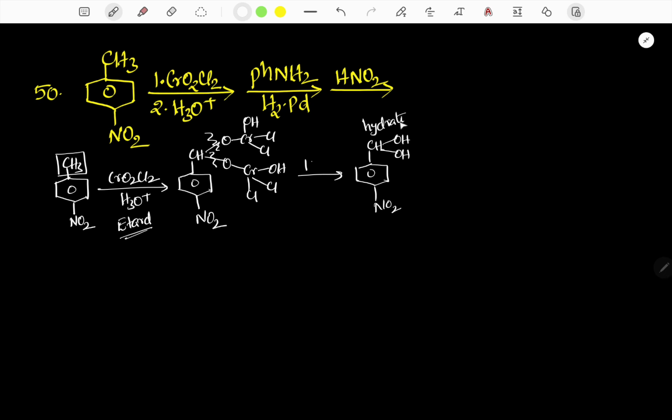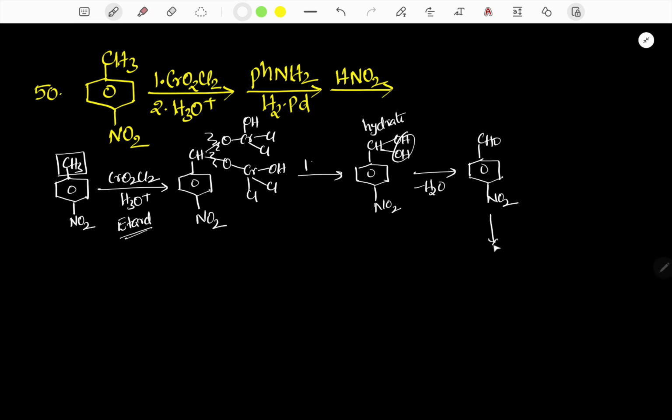If the same carbon is connected to 2 OH groups, geminal OH, it is the hydrate form. Now it loses water. Finally it forms the corresponding aldehyde. So it is an Etard reaction. It is the first reaction.